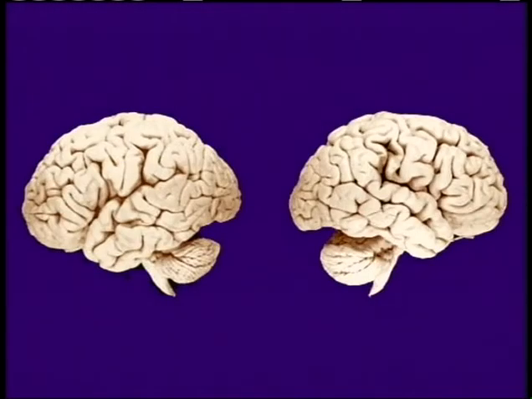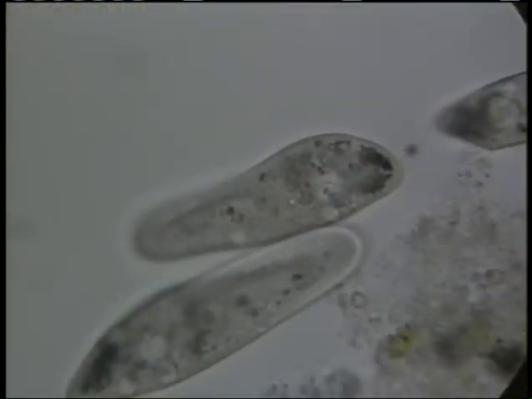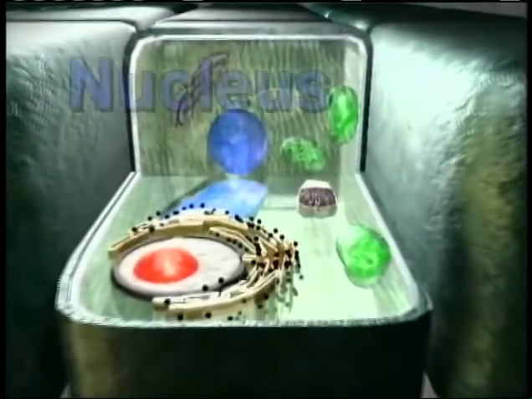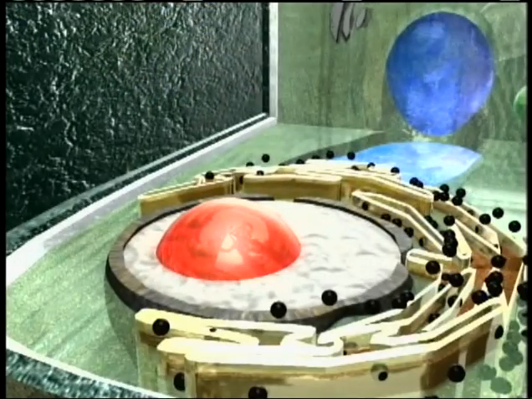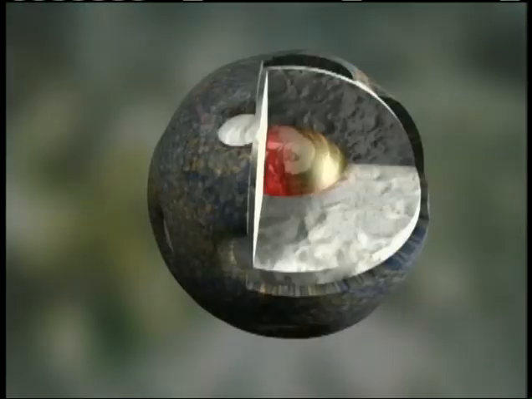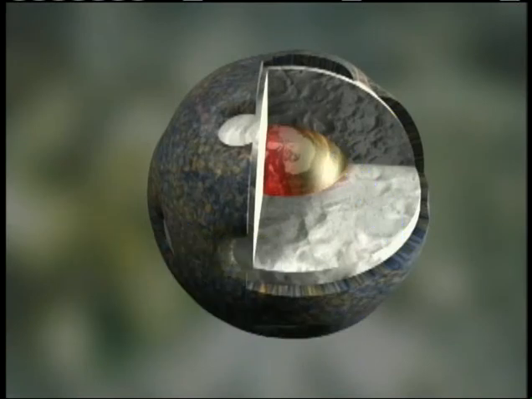Our brains are the control centers of our bodies. The brain guides us through all the activities we take part in during the course of a day. Cells, too, have a control center called the nucleus. The nucleus acts as the cell's brain or control center, regulating all cellular activities. The nuclear membrane surrounds and protects the nucleus. Like the cell membrane, the nuclear membrane allows only certain materials to pass in and out of the nucleus.